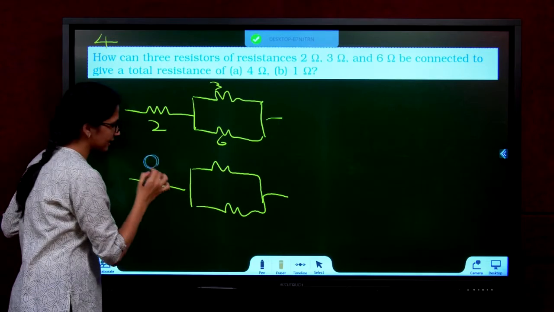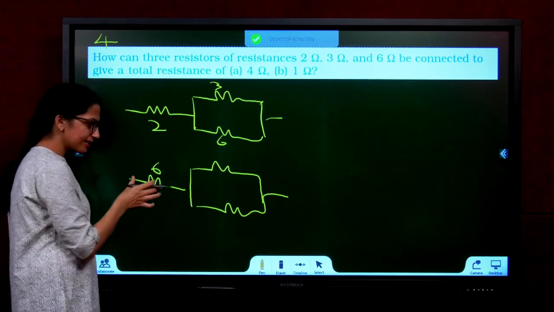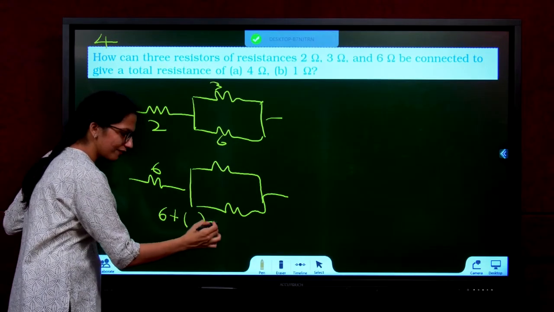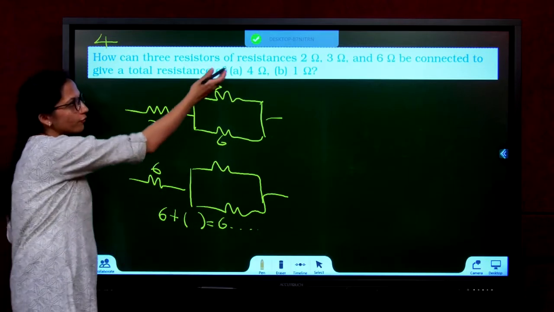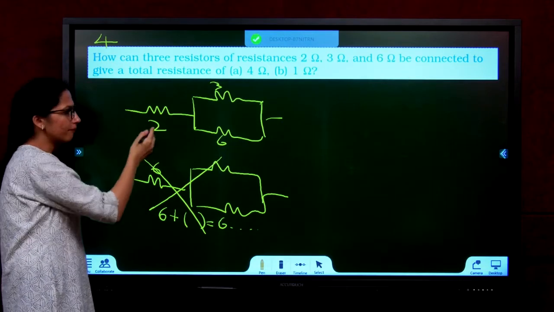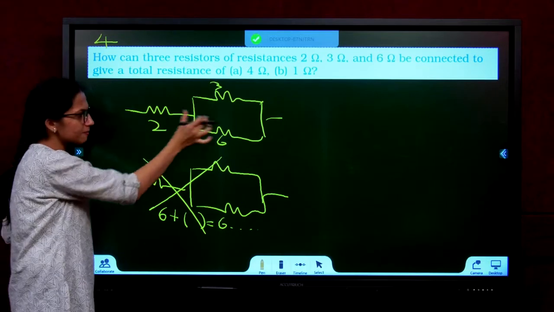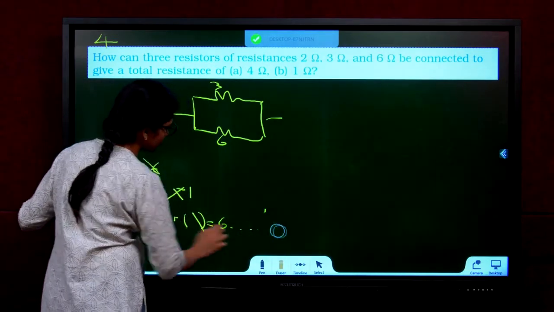But if you put 6 here, does it make sense? Why? In series you have to add, 6 plus something will be more than 6 only, 6 point something or 7 or 8. But I want 4. So this combination won't hold good. So by mistake also simply don't waste time starting with 6 here. Why? Because it's not possible. It's 6 plus something, but I want 4. So I'm starting with 2, 3, 6.